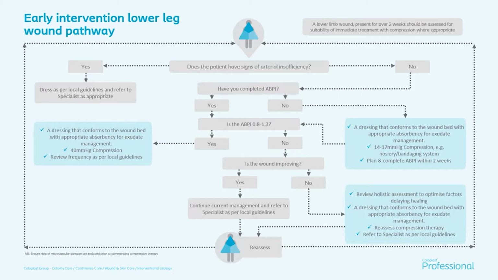And in the meantime, whilst we were waiting for that assessment, we would look at an appropriate dressing selection for that wound based on the actual wound itself. If a person doesn't have signs of arterial disease, then we would go on to complete a really thorough ABPI assessment, which would then give us an ABPI number range.